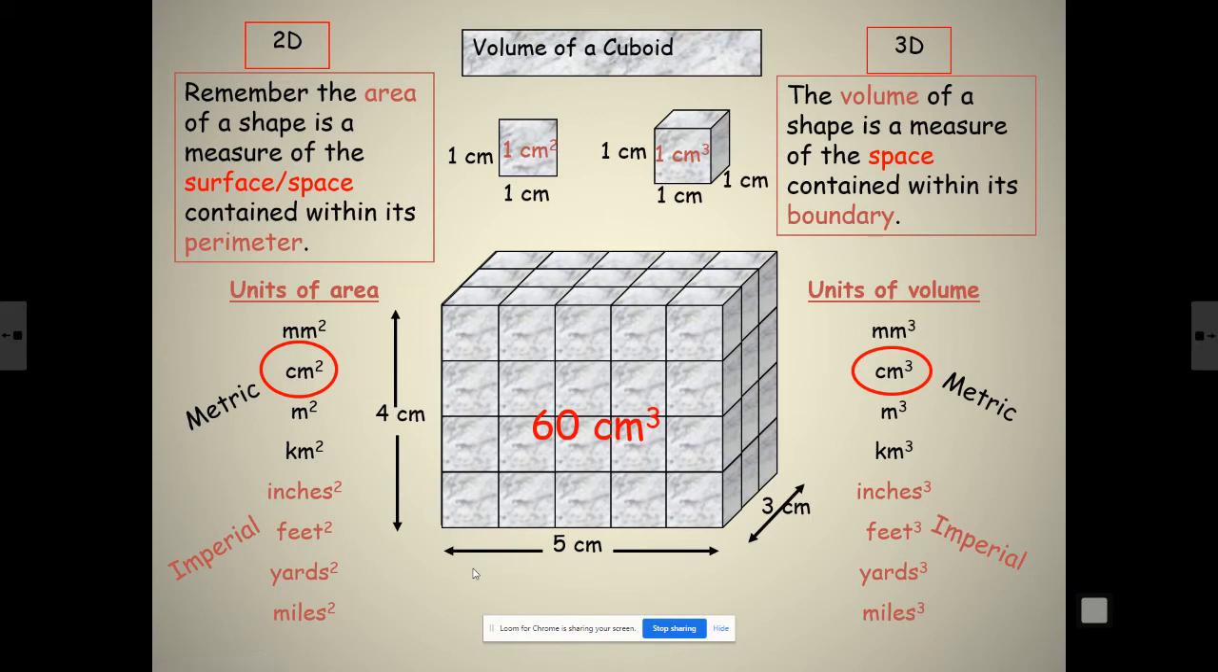If you think about a swimming pool, we'd talk about depth. If you thought about a building, we might talk about height. So there's different ways, but the important thing is there are 3 dimensions. And so to find the volume, we need to multiply by the 3 dimensions. 4 times 5 times 3 equals 60. And we must remember to answer our volume in cubed centimetres.